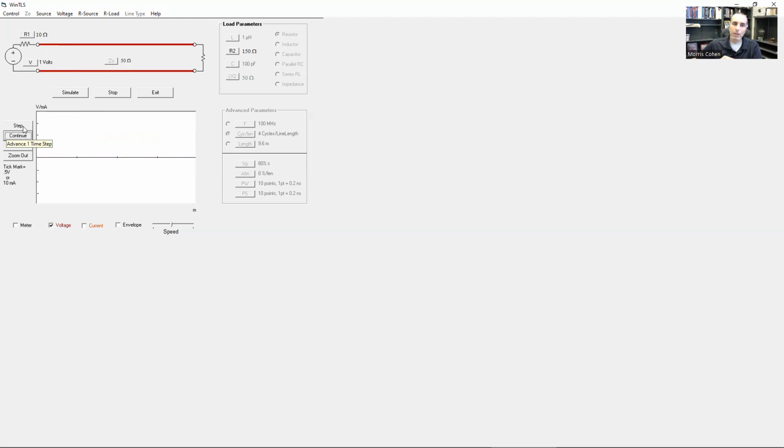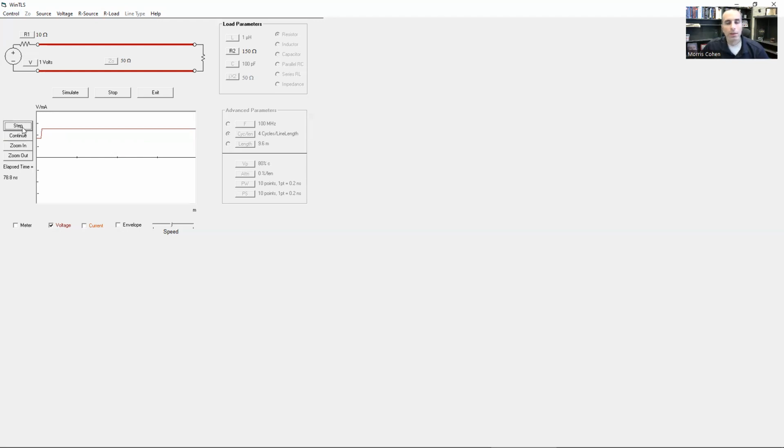All right. I'm going to stop this right before it gets to the end. Now we have a reflection coefficient that we expect on the generator side. And that reflection coefficient is going to be negative, right? Because the generator resistance is smaller than the line. And so we're going to get a negative reflection, and let's see what that looks like.